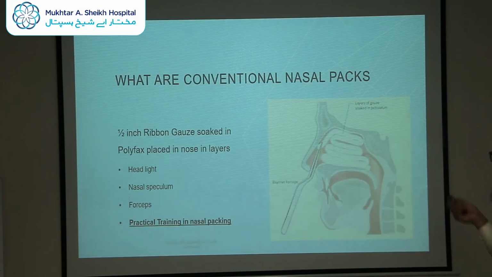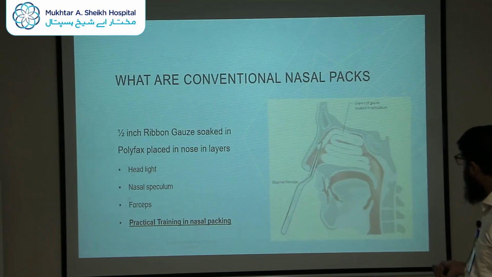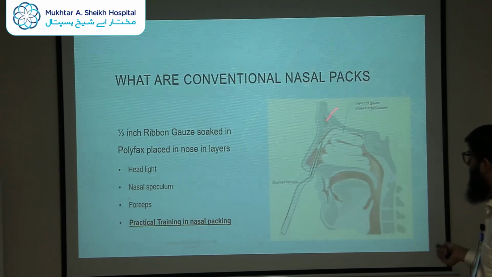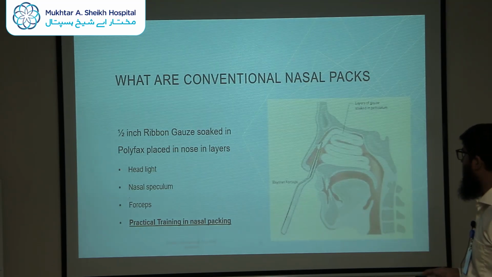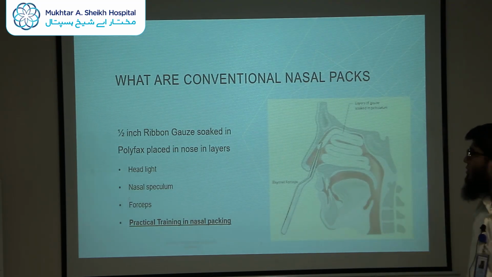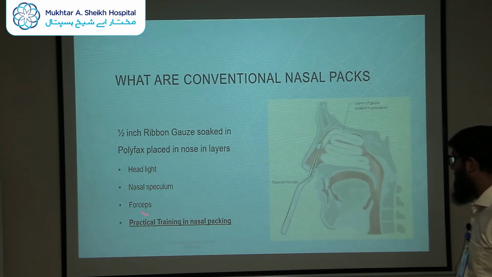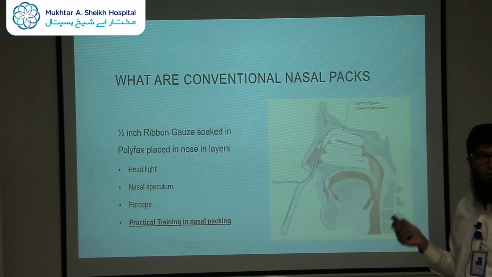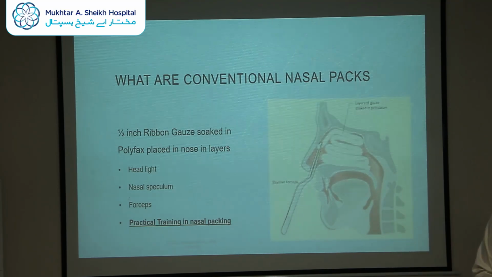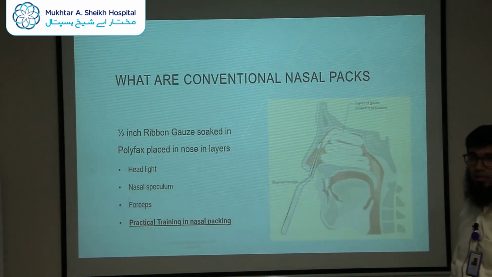So a little bit about what is a conventional nasal pack. All of you must have seen these packings done in ENT departments, and diagrams similar to these in textbooks. It is usually half-inch ribbon gauze that is soaked well in Polyfex, and then it is placed in the nose in layers. If you have to do nasal packing, you need a headlight, a nasal speculum, a forceps, and most important, you need practical training in nasal packing. If you have not done it before under supervision and you are not well versed with it, you cannot go read a book or see a video and start doing nasal packing, and I will show in a while why that is so.